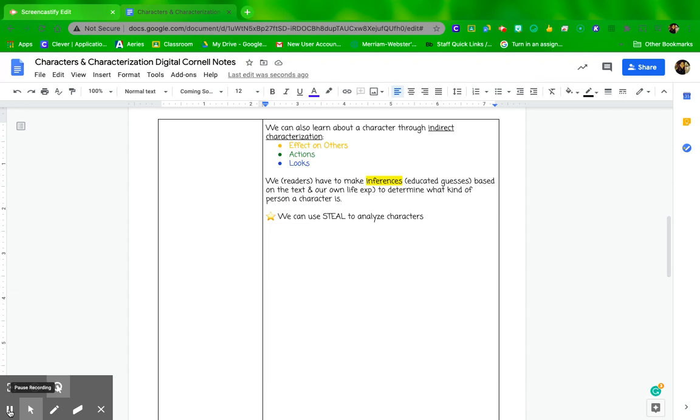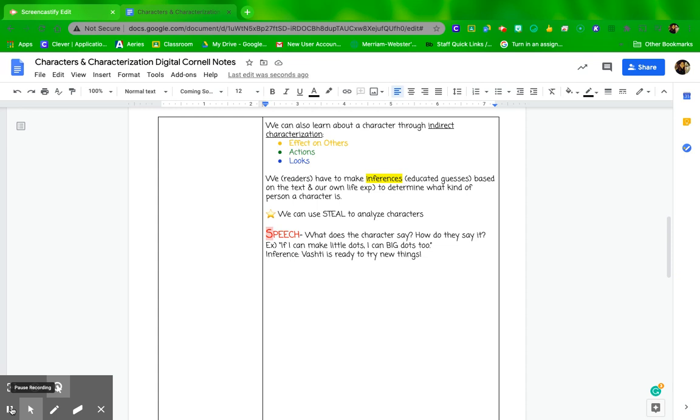And it is an acronym for analyzing characterization in the same way that IDEAS, which is inference, definition, example, antonym, and synonym, is an acronym that helps us study context clues. So we're going to go more in depth now into what STEAL stands for and how we analyze each of those aspects of characterization.